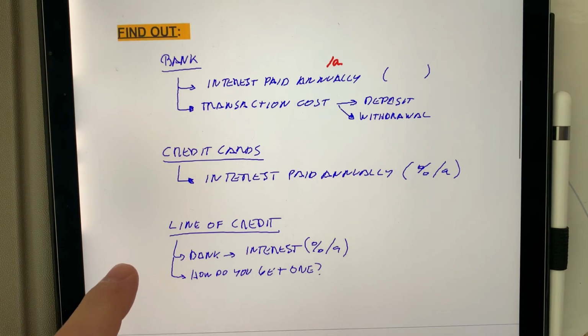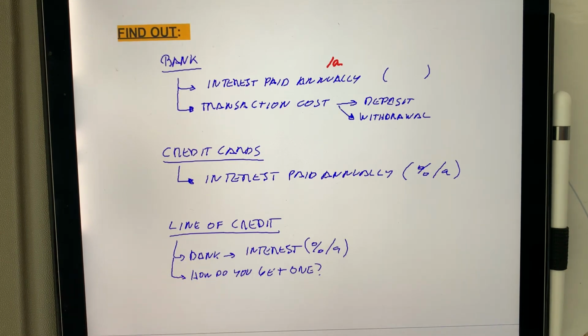And lastly, this is hard to do, but there's something called a line of credit. Some of your parents may have a line of credit, where you can borrow money. It's almost like a credit card. You can borrow money, but it's at a different rate. Find out how much your parents pay on the line of credit.